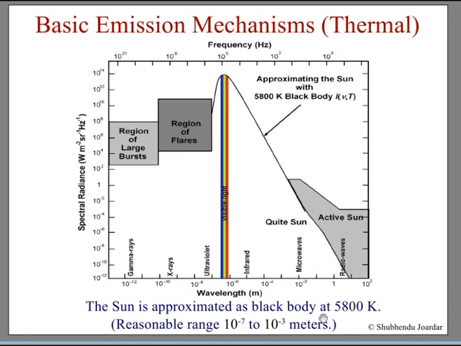The sun is approximated as a black body at 5,800 K because that is the temperature of the photosphere, and the reasonable range is 10 to the power minus 7 to 10 to the power minus 3 meters. So 10 to the power minus 7 is something around here below the ultraviolet, and 10 to the power minus 3 will come somewhere here. If you draw two lines this way, you will see this is the curve we are getting. So this curve looks like a Planck's law.